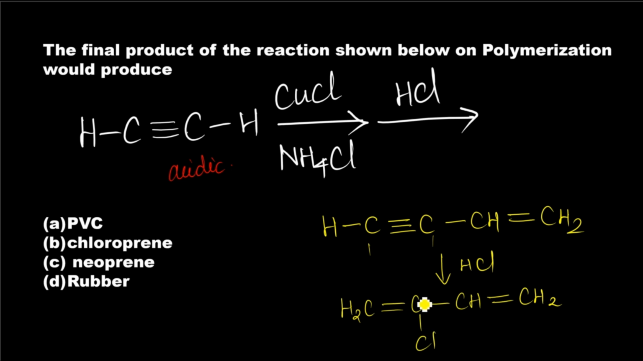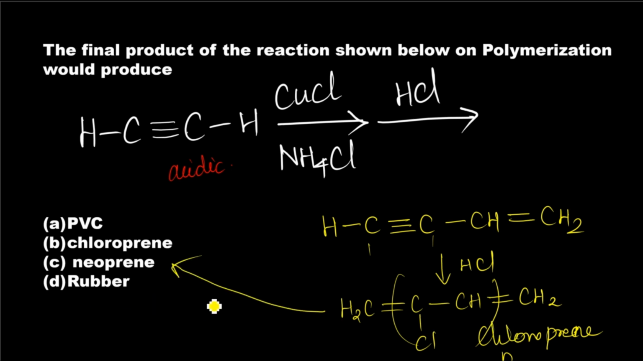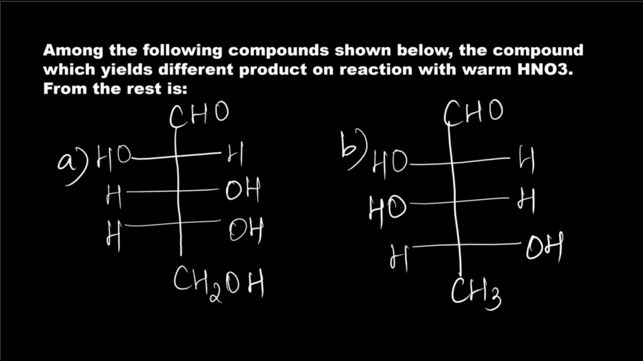1, 2, 3, 4. Okay, so now it is undergoing polymerization. What would it produce? This is our chloroprene. It is undergoing polymerization, what will that produce? It will create a polymer like this, right? Which is our neoprene. So option C is the right answer. Vinyl chloride is the monomer of PVC, right? So that can't be our answer. Neoprene is my answer.